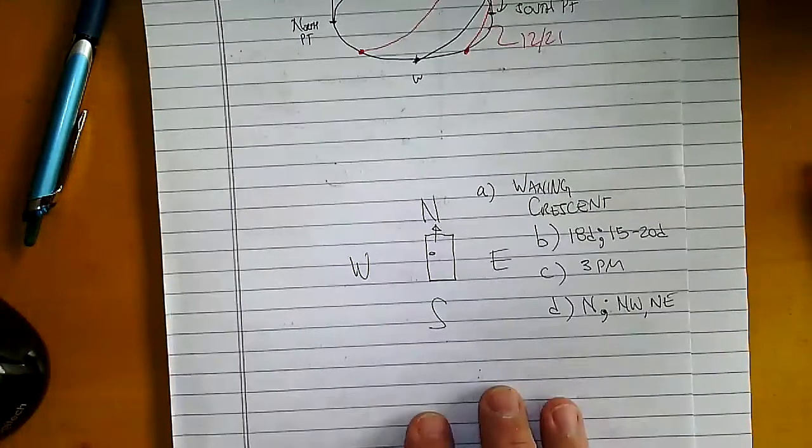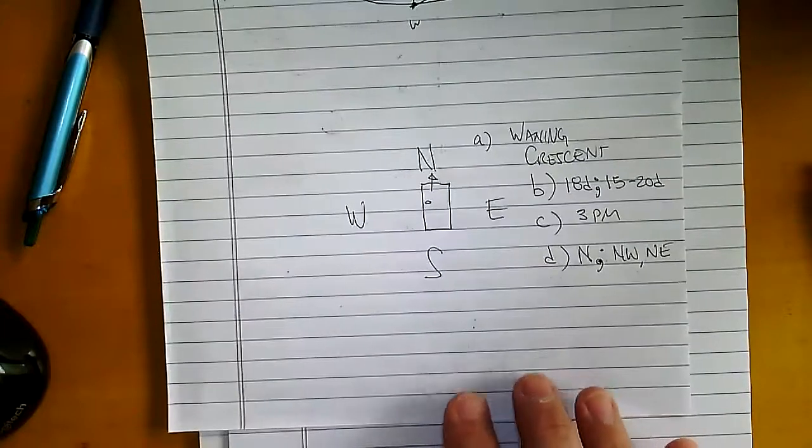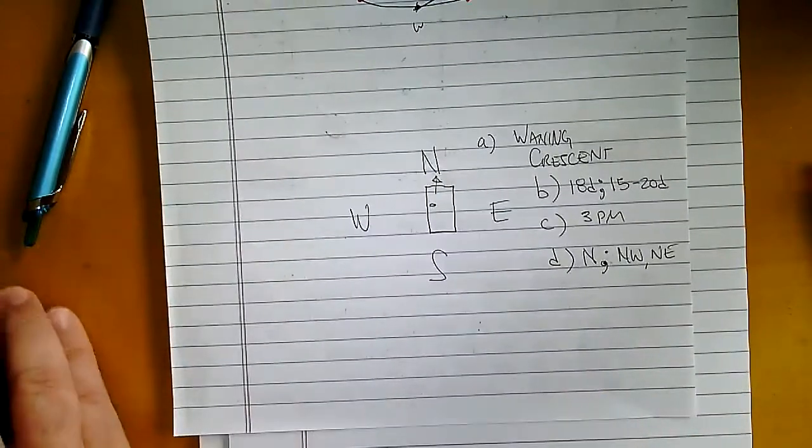The answers to those questions were waning crescent, 18 days, but I would accept 15 to 20 days, any of those answers in there. 3 p.m., I would accept north, northwest, or northeast for the answer D, and this is the diagram I use to make sense of that. So hopefully that'll help you folks.